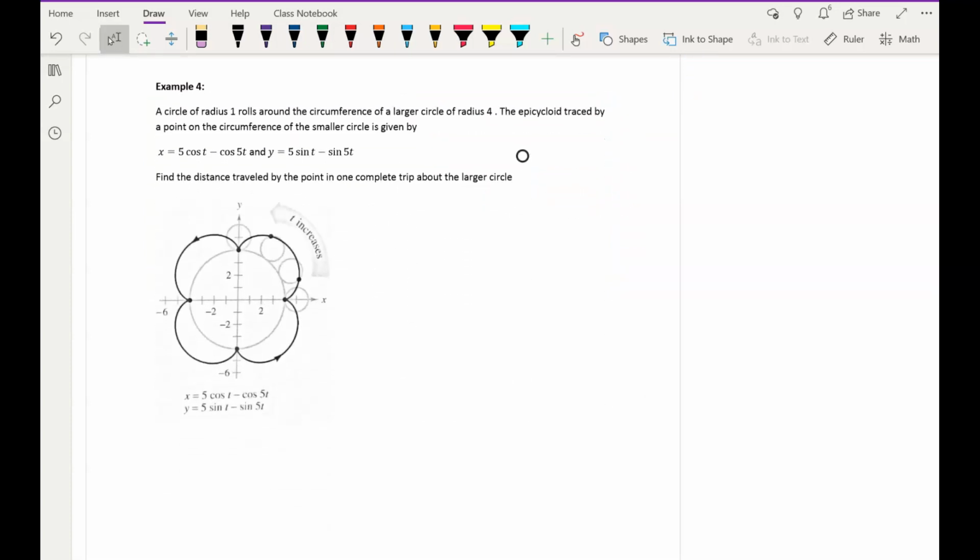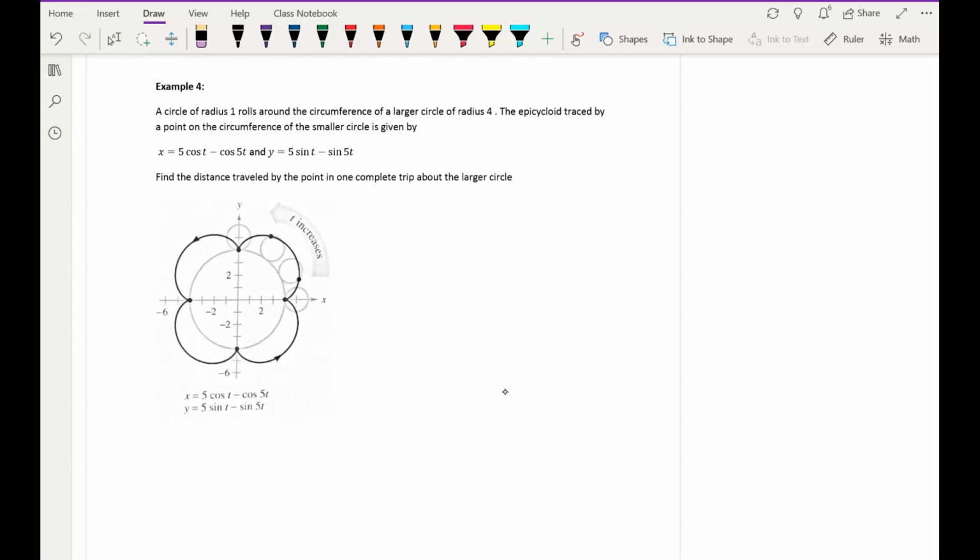A circle of radius 1 rolls around the circumference of a larger circle of radius 4. The epicycloid, that's the name of what we're making here, traced by a point on the circumference of the smaller circle, is given by the set of parametric equations x equals 5 cosine of t minus cosine of 5t, and y equals 5 sine of t minus sine of 5t. We want to find the distance traveled by that point in one complete trip about the large circle. So we're starting here, we're going this way. Basically, we want to find that distance there.